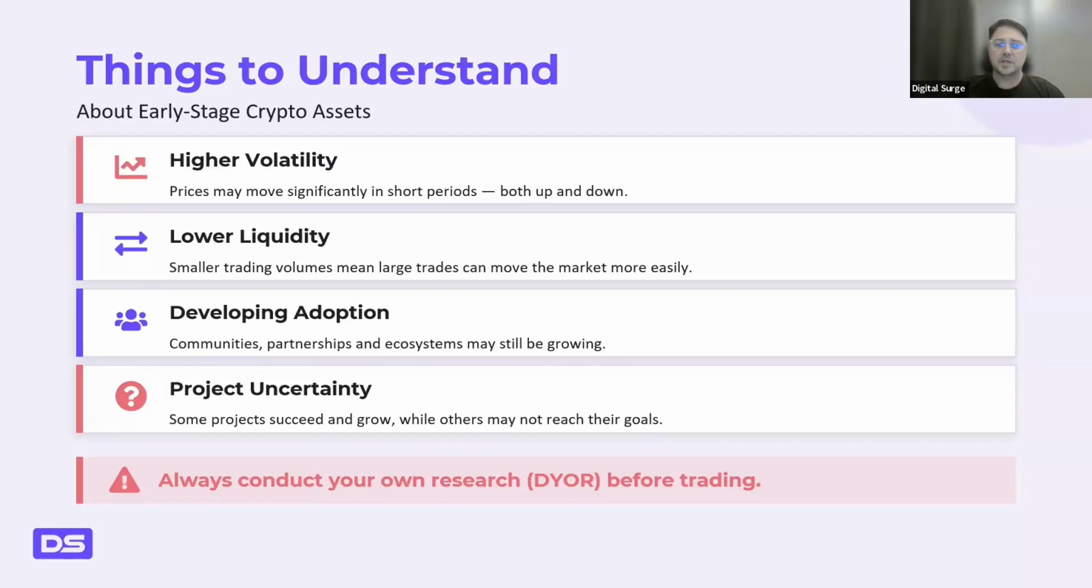And fourth is project uncertainty. This is the reality of early stage projects across any industry, not just crypto. Some projects will grow and succeed, others may not reach their goals, or they may pivot in a different direction. It's a natural part of innovation. The key takeaway here is that none of these characteristics are inherently bad. They're just part of what it means to be early stage. The important thing is that you understand them so you can make informed decisions for yourself.